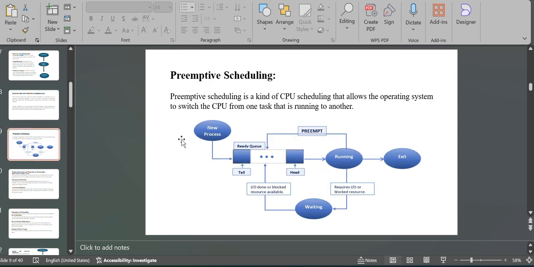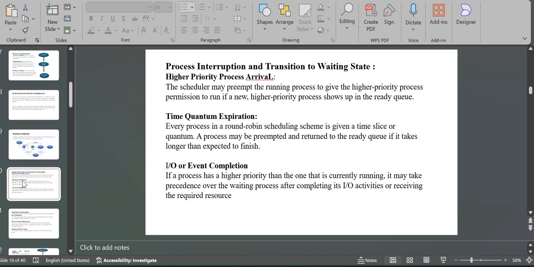And here, next one is preemptive scheduling. Preemptive scheduling is a kind of CPU scheduling that allows the operating system to switch the CPU from one task that is running to another. Here you can see the ready queue, running, exit, and waiting. Here you can see the diagram. And process interruption and transition to waiting state. In process interruption, there are steps: high priority process arrival, time quantum expiration, and I/O, input and output, event completion.